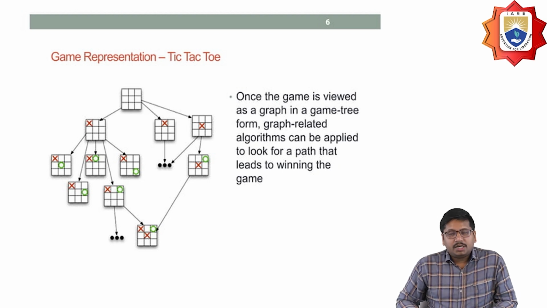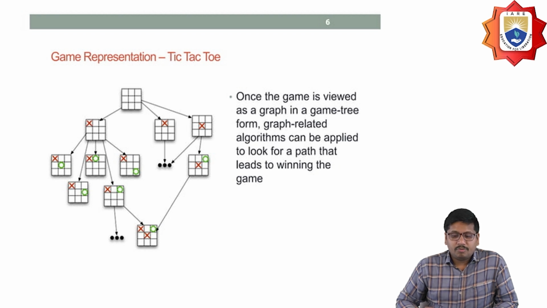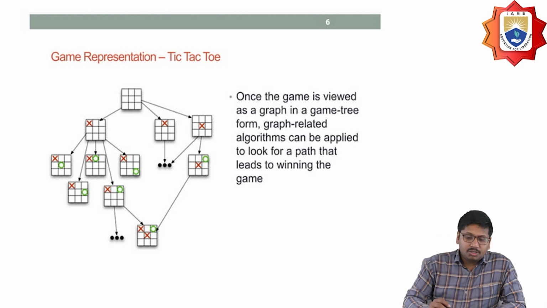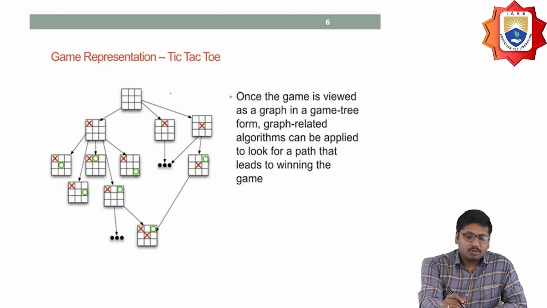So here, the tic-tac-toe problem is also there, where we can represent this problem in the form of a graph as well. Once the game is used as a graph in game tree form, graph related algorithms can be applied to decide what the best path to winning that game should be. So that should be identified. And so what about this tic-tac-toe problem?